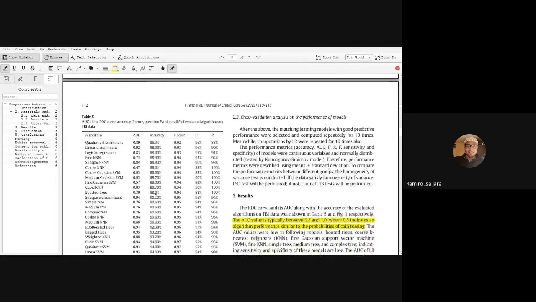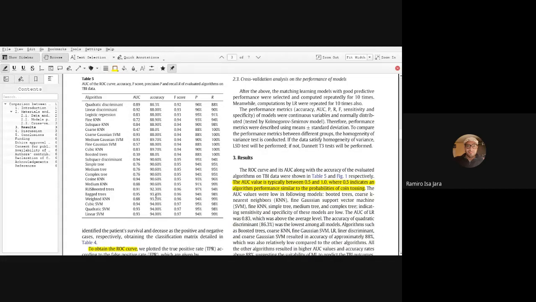So the results are evaluated according to five metrics. In table five, the results are presented. In all cases, the accuracy of the algorithms is up to 0.5%.